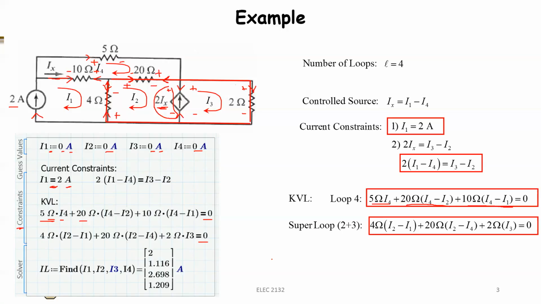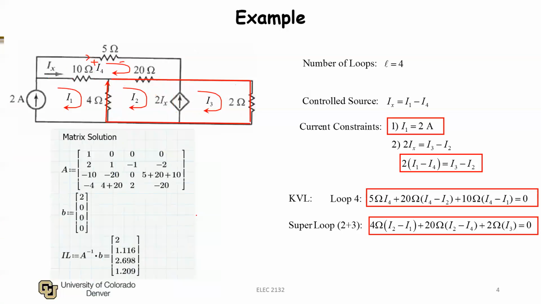Okay. So then at this point, I can find any branch currents, like IX would be I1 minus I4. I1 was 2 minus I4, 0.209, so it looks like 0.791 amps would be IX. Or I could find a voltage drop across any of these branches by just applying basic Ohm's law or KVL.